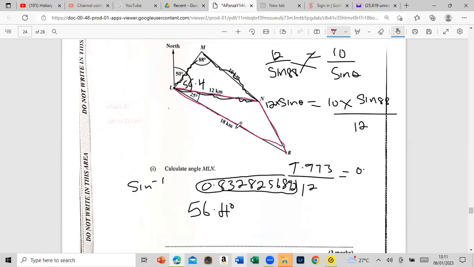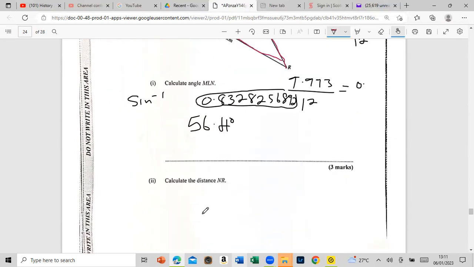So what the cosine rule says, we square this 12 and this 18. So it will be 12 squared, because you know it's a squared plus b squared minus 2ab, so it's 2 times 12 times 18, and then we cos the angle. We don't remember the angle, so we have to go back up to the top. So the angle is 25.